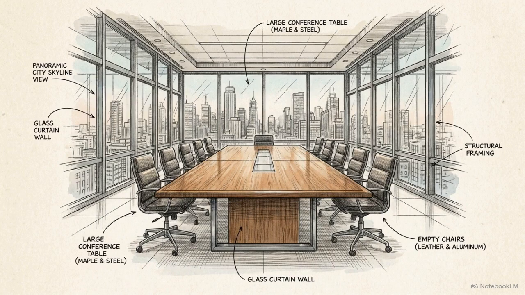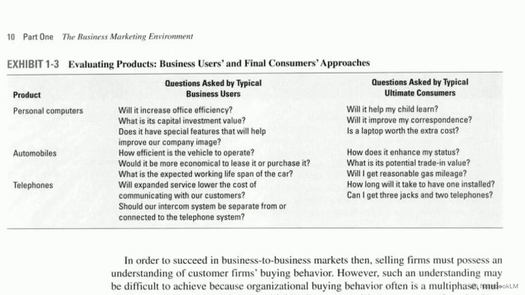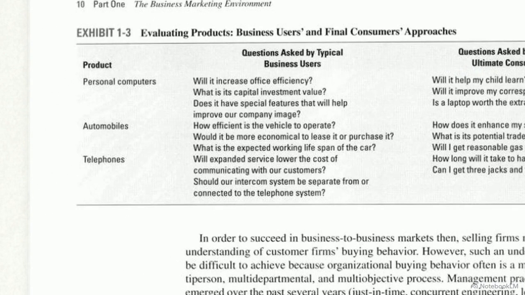Purchasing at this scale is managed by a buying center. These are committees of technical experts and certified purchasing managers who evaluate every transaction through a multi-phase process of formal approval. The priorities of these committees are strictly rational. While a consumer might choose a computer based on brand status, a business user evaluates the same hardware based on its capital value and its ability to increase office efficiency.